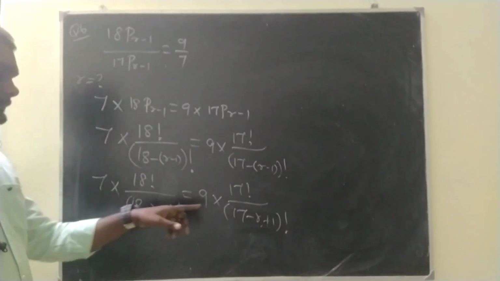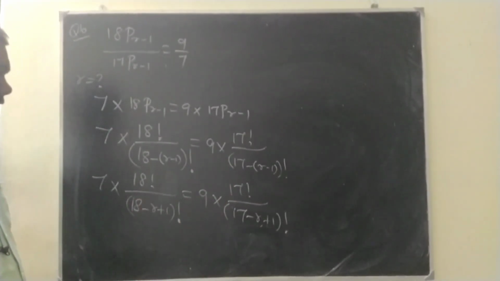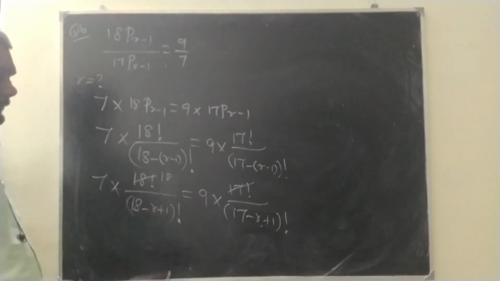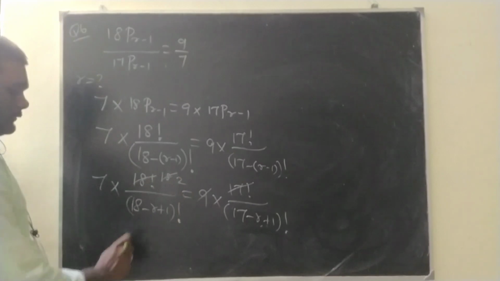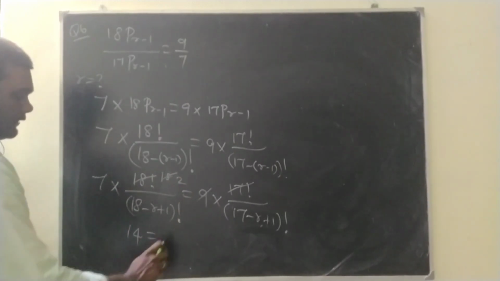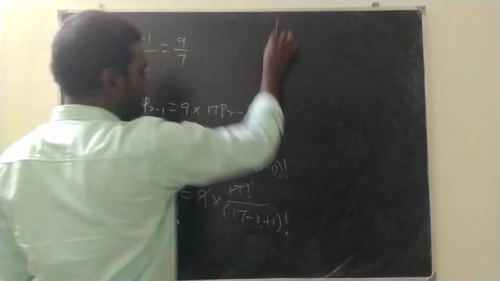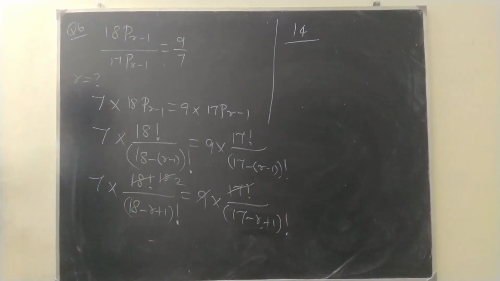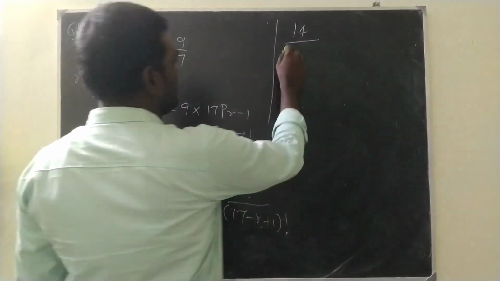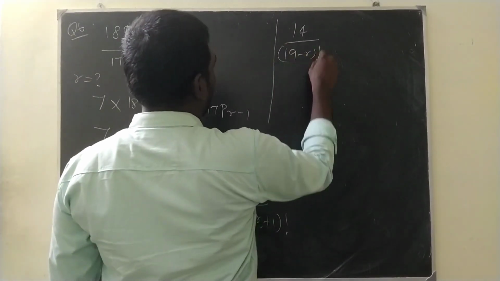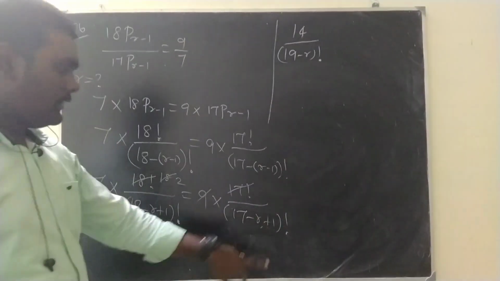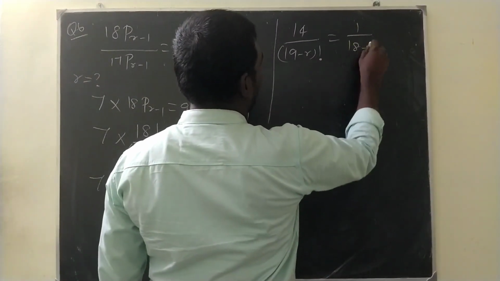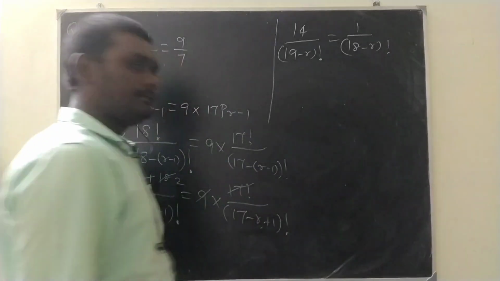Then these two can be simplified. Only 18 is there, and these two can be simplified only 2. So we have 14, not 14. See, 14 by here 18 plus 1, that is (19 minus r) factorial, that is equal to 1 by (18 minus r) factorial.